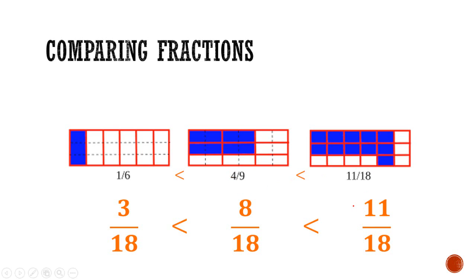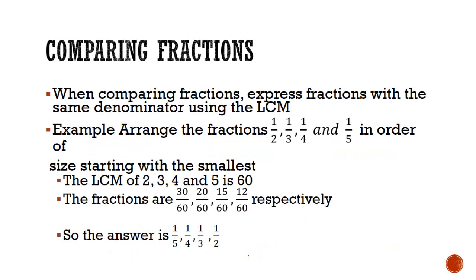So just looking at the 3 fractions now all expressed with a denominator of 18, it's easy to see that the one with the largest numerator is the largest of the 3. So 3 over 18 is less than 8 over 18, which is less than 11 over 18. So just to summarize what I said before, when comparing fractions, express fractions with the same denominator, and we do this using the L.C.M.